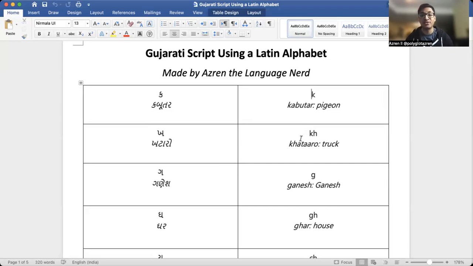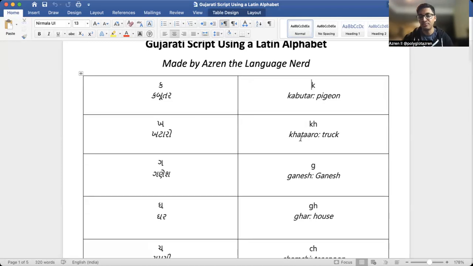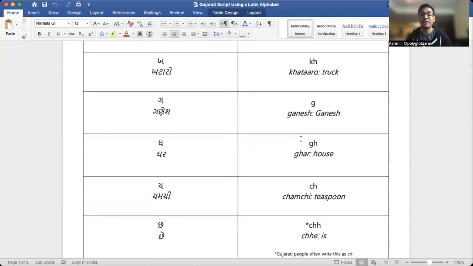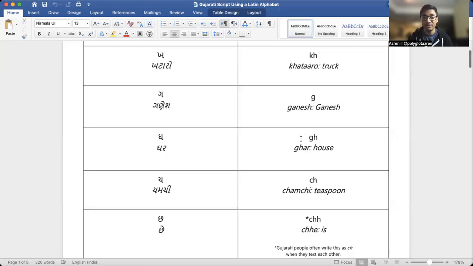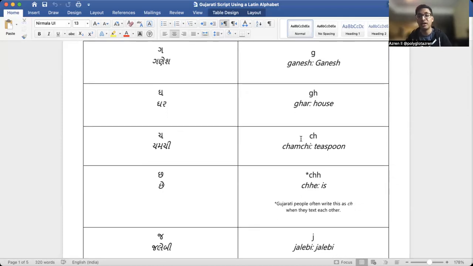The letter Ka, such as the word kabutar, which means pigeon, is written with a lowercase k. The letter Kha, such as the word kataro, which means truck, is written with a lowercase kh. The letter Ga, such as the word Ganesh, as in the deity, is written with a lowercase g. Gha, such as the word ghar, ghar means house, is written with a lowercase gh.